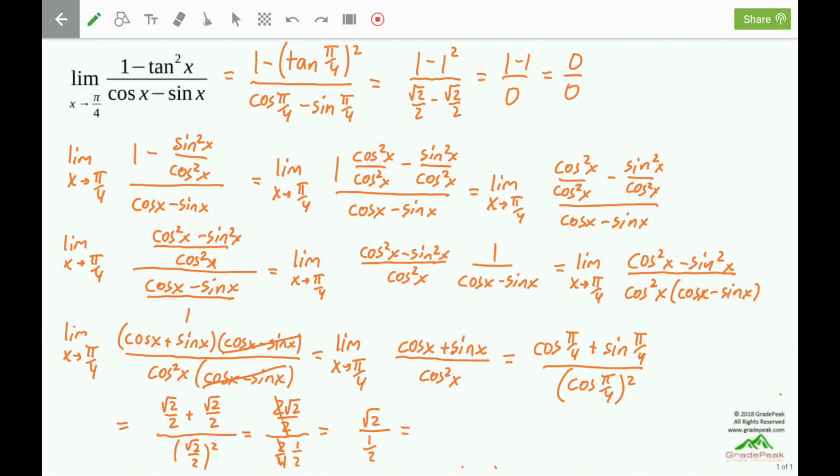Now we have a fraction in the denominator, and since we have a fraction in the denominator, the next step is going to be reciprocate and multiply. So we're going to have root 2 times the reciprocal of 1/2, which is 2 over 1. We multiply these, we have 2 root 2 over 1, which is going to equal 2 root 2.